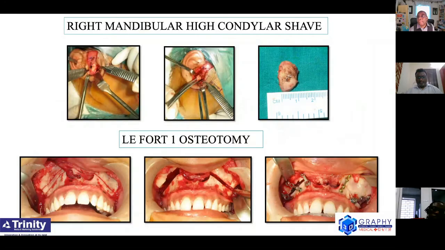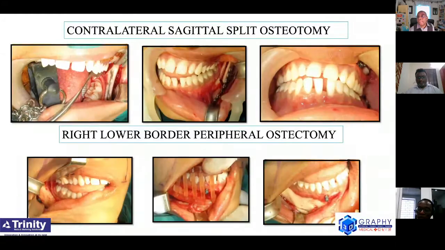We went in and removed that portion of the condyle which had overgrown. That's the portion of the condyle which had overgrown. We did a differential impaction at the left one level. When I say differential impaction, one side of the maxilla would go a little higher than the other side. We went in and fixed the upper jaw.